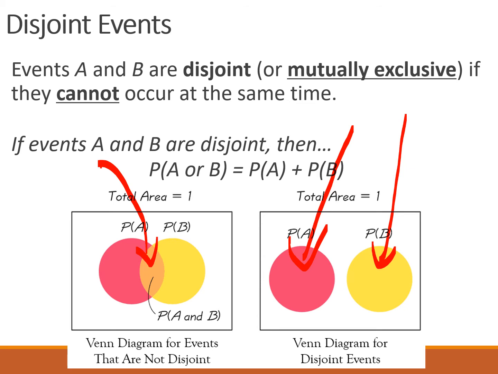They're completely separate. They're disjoint, mutually exclusive. We can't draw a single card that satisfies both of those. They can't occur at the same time.